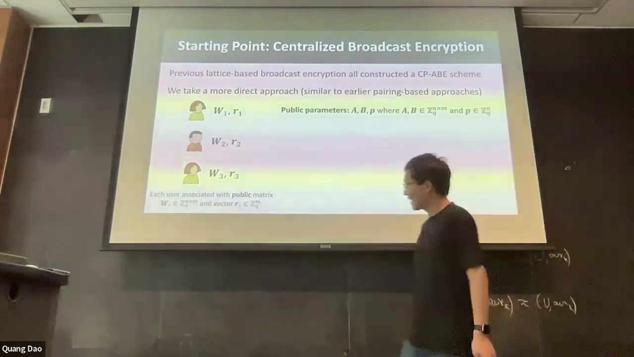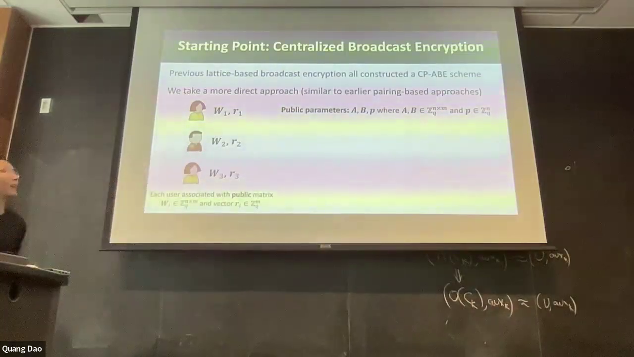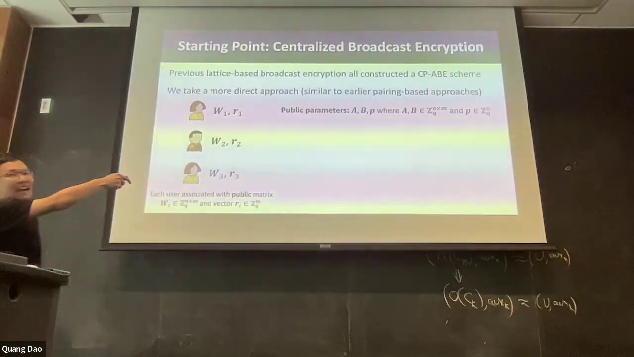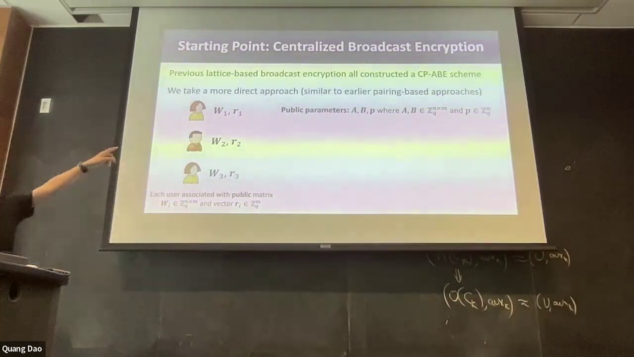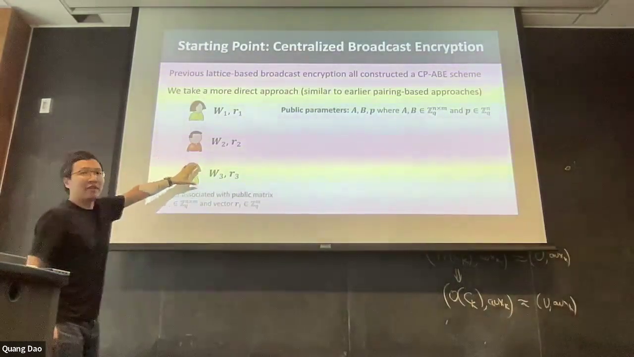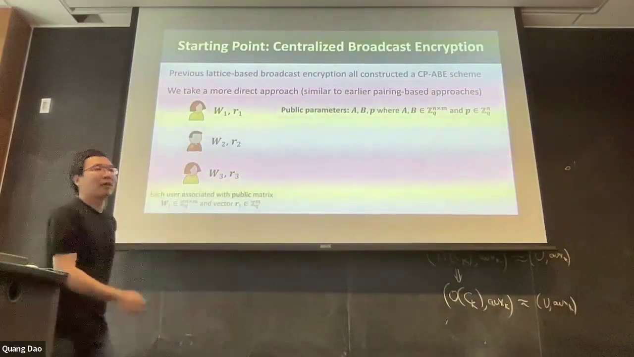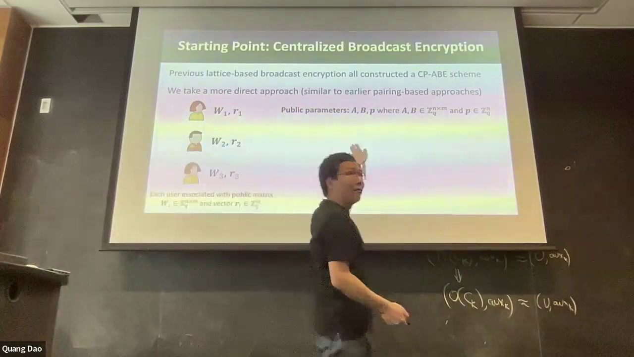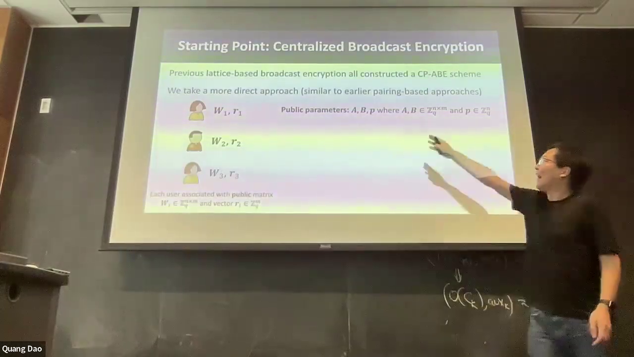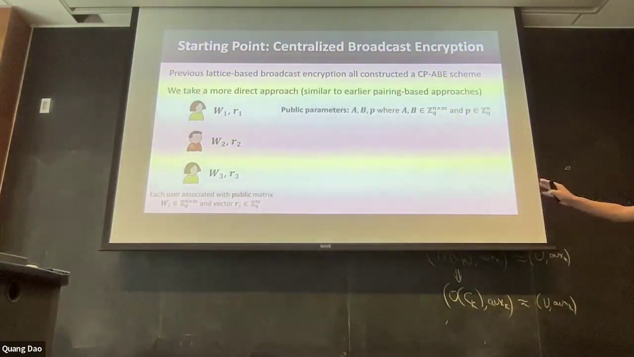In our centralized broadcast encryption, each user will have public parameters associated with it. So this will be a matrix W_i and a vector R_i. You can think about R_i as a random short Gaussian vector. So every user has a matrix W and a vector R. And then there will be some common public parameters that are shared across the scheme, which are the matrices A, B, and a vector P. So that's it. This is all of the public parameters we'll need for the construction.